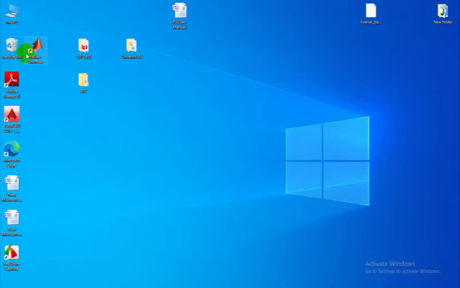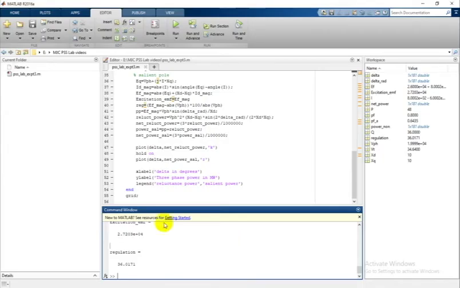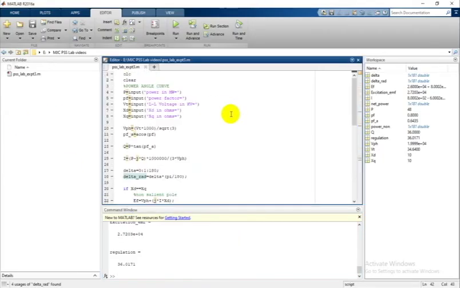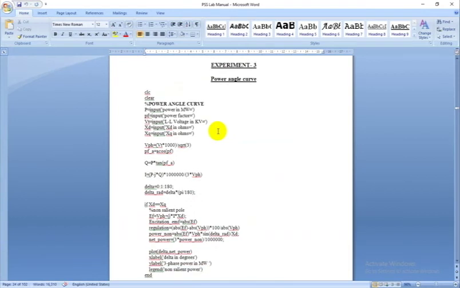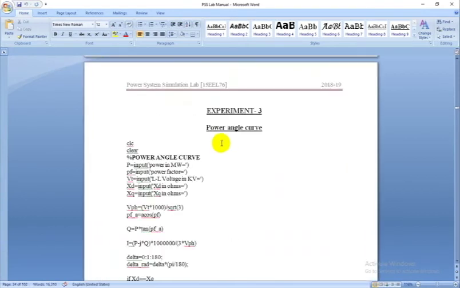Now the software, MATLAB, has already been installed. See here, the MATLAB shortcut has been created, and you have to double click that. As you all know, you have studied it in the previous semester. I will be opening the software, and here I typed the program. As given in the manual, you can see the manual here. This is experiment number 3.